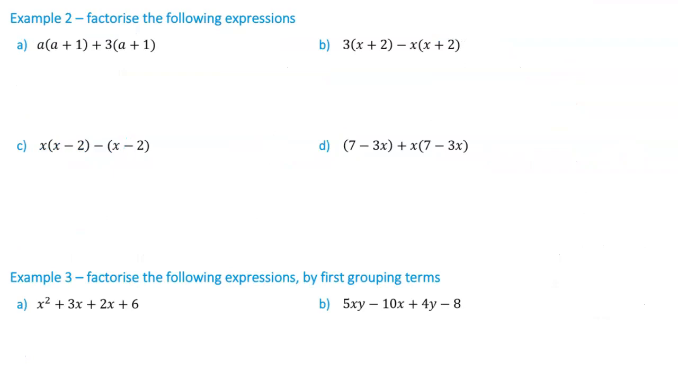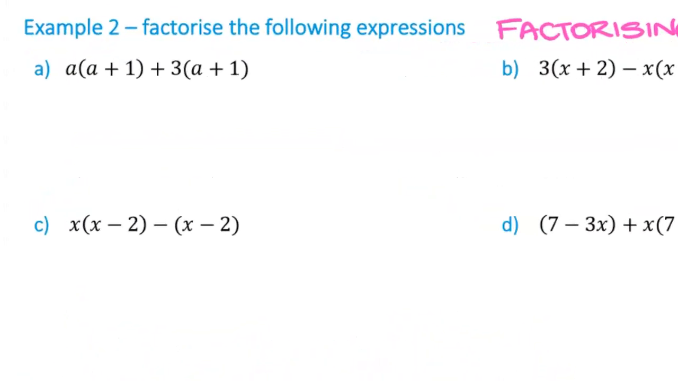Okay, let's get into some trickier examples. We now have some things with brackets in them already. However, these are not perfectly simplified here, and we want to factorize these using a really special technique. It's something called factorising by grouping. So, let's look at what we've got here.